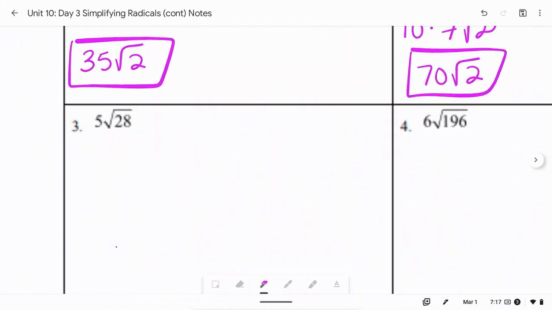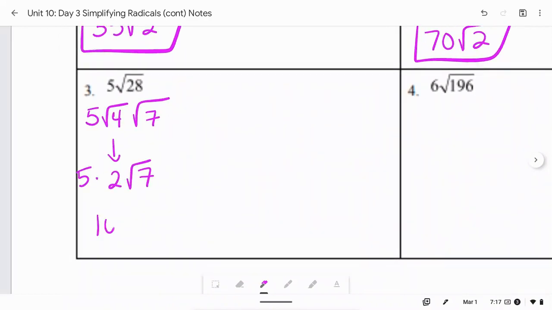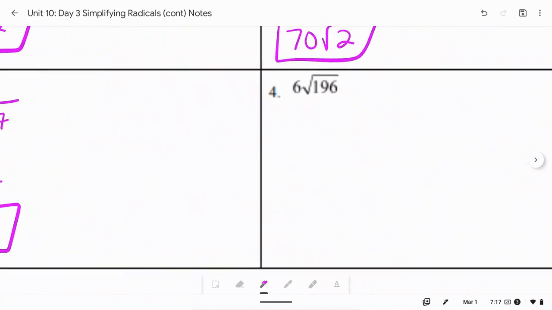In example 3, I'm going to break down the square root of 28, and the largest perfect square number that goes into 28 is 4 times 7. The square root of 4 becomes 2, and then leave the square root of 7, and then multiply that 2 by the 5 in front. So you end up with 10 square root 7 as your final answer. Number 4, the square root of 196. This is actually a perfect square number. This is just 14. So then when I bring the 6 down, I'm just going to multiply 6 times 14 to get my final answer of 84.